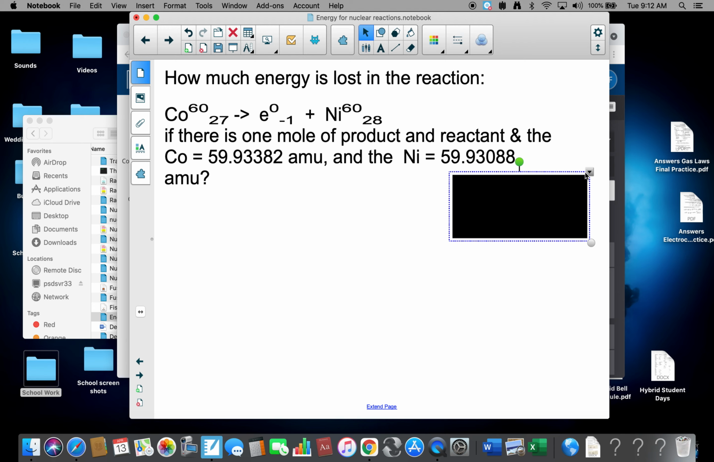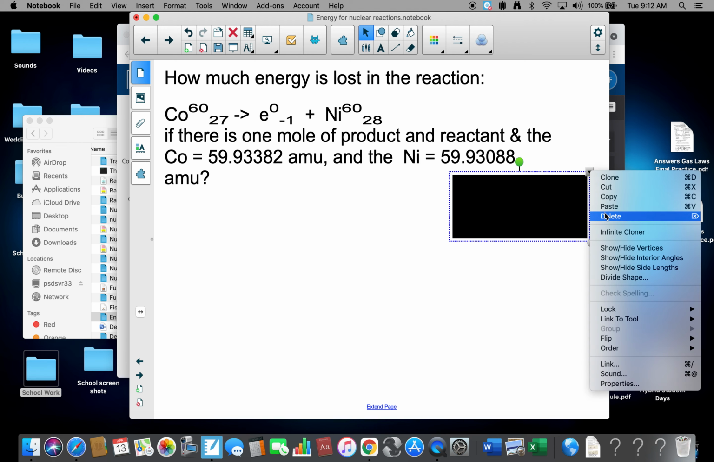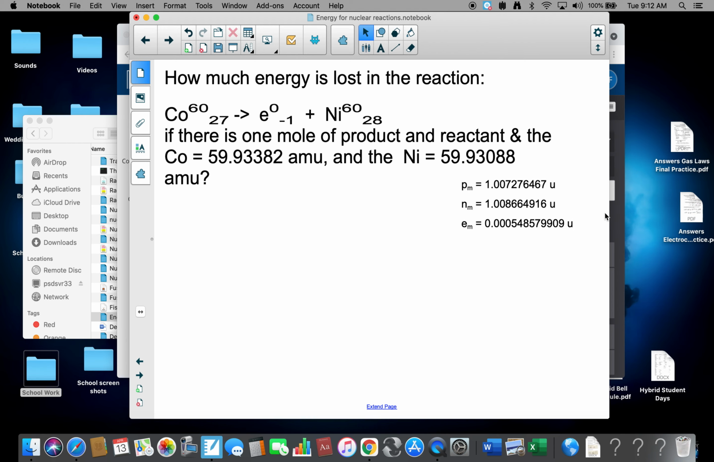And in order to do these, we do need to have these values, so make sure you write these down. These should be on your card probably. The mass of a proton, mass of a neutron, and mass of an electron. That's in the back of your book, so we can have them down. So let's start with the process.